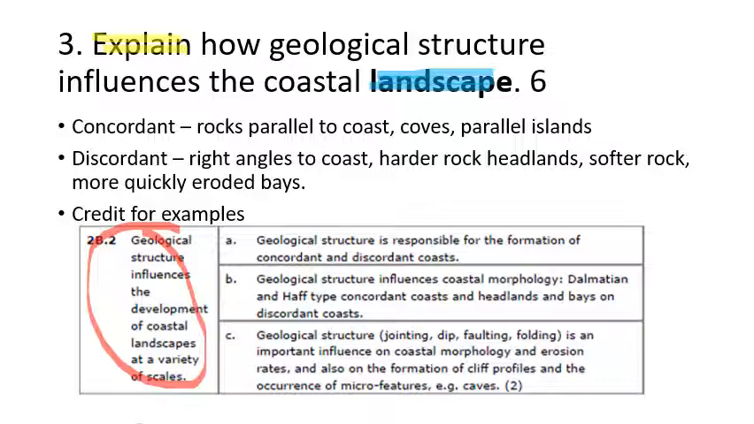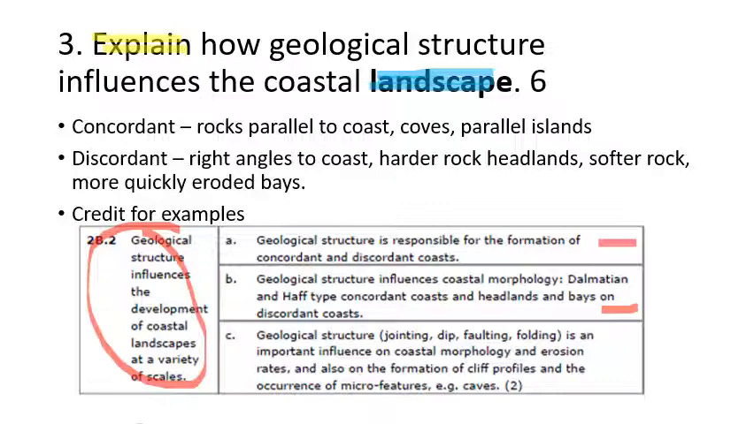And landscapes. Now, when we talk about landscapes, the wider area, we're really talking about these 2 areas, because the micro features, the coastal morphology, we're really talking more about cliff profiles, which would be more landscape. Although some of you did bring in cliff profiles on the wider scope of it, so they were credited as well. But when you're doing this, it's explaining why the rocks parallel to the coast create these sort of features within them.